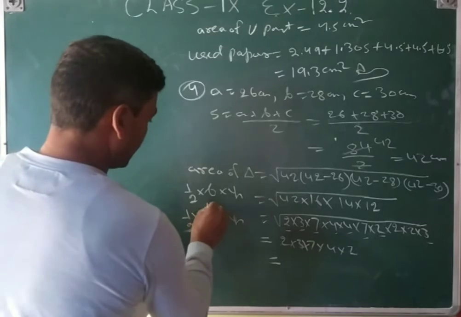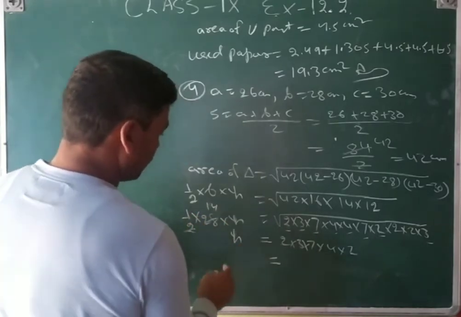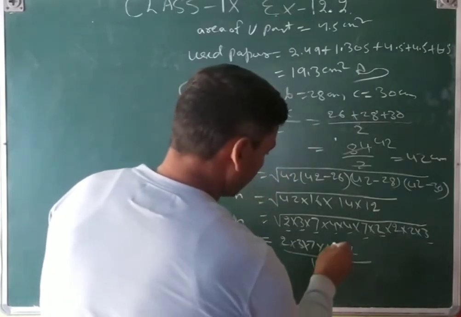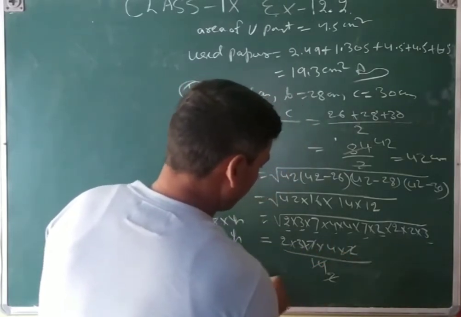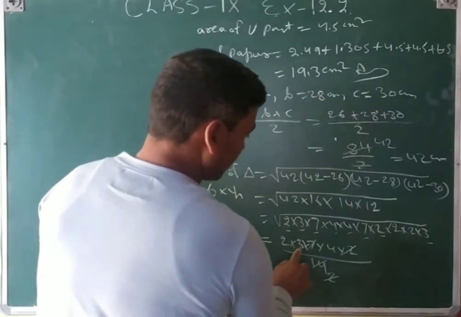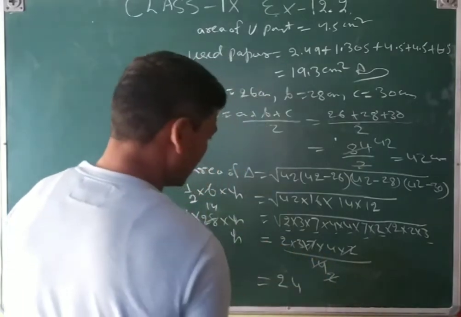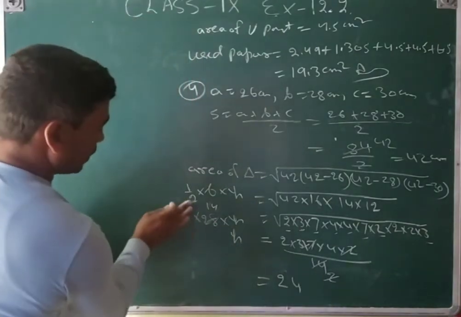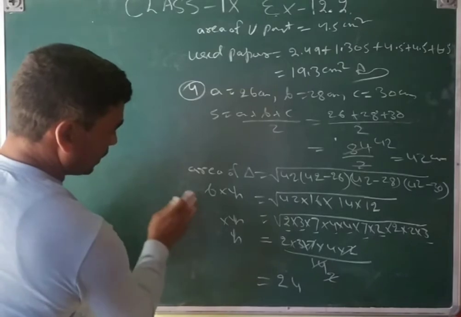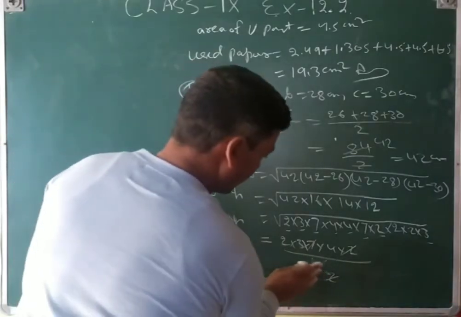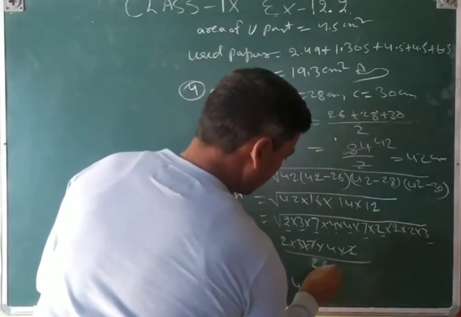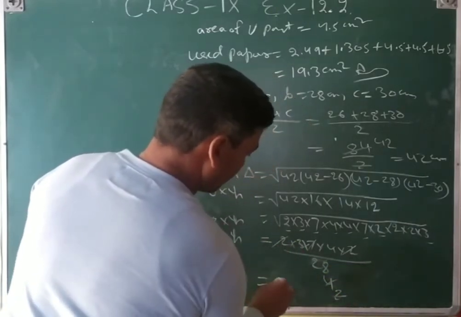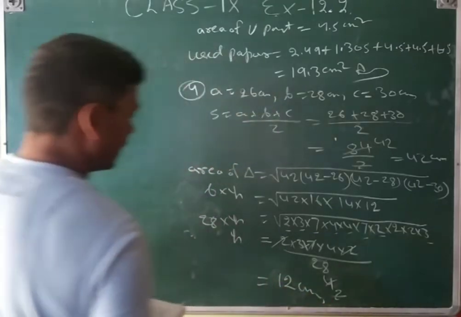So h is equal to 14, that 14 will go downside here. 14 cancel by 2. Now 2 3 is 6, 6 4 is 24. Oh sorry, that is base into height, sorry, base into height, 28. So 7 4 is 28, 2 2 is, and 2 cancel by 2, so 3 4 is 12 centimeter. That is our answer.